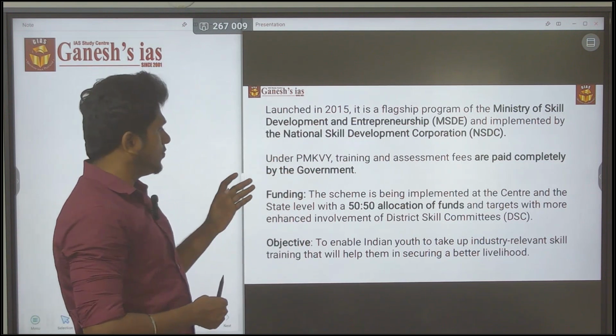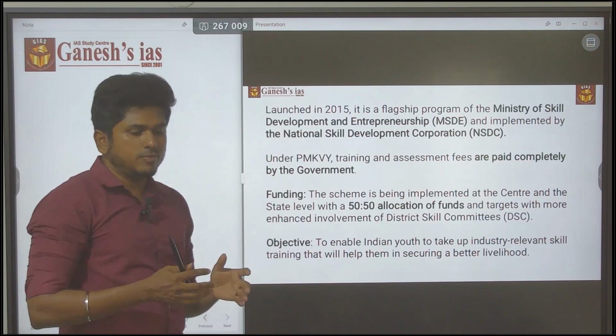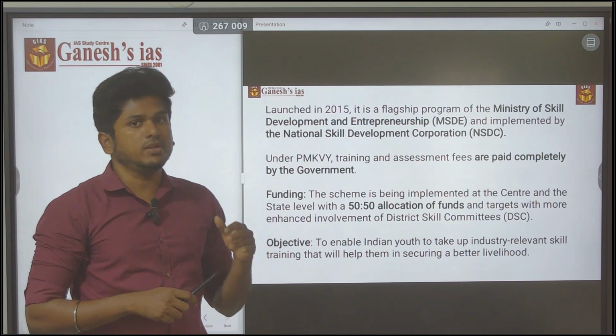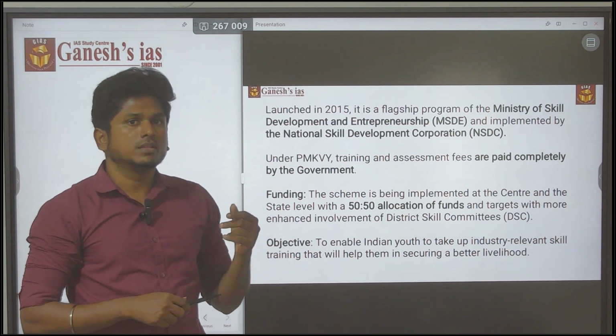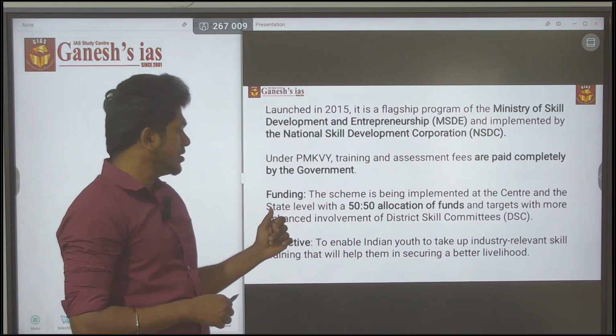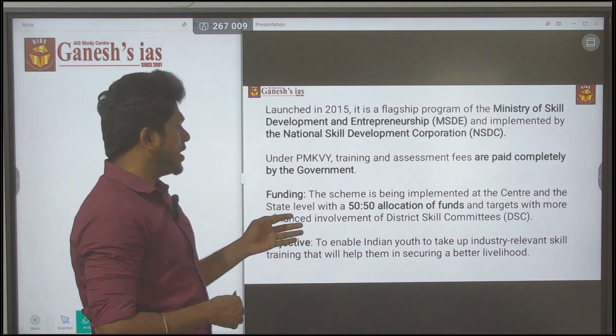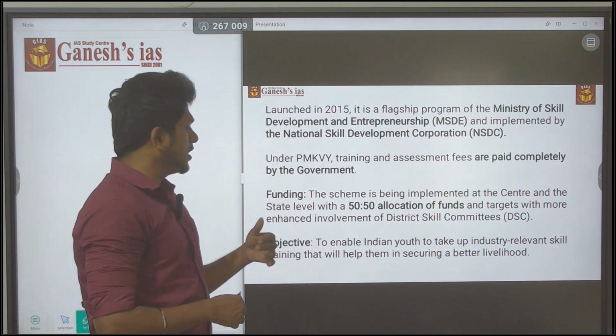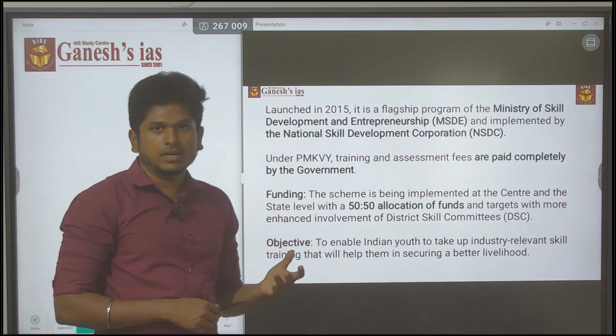The funding is actually shared between the state government and the central government as 50-50. This may be a question in the upcoming prelims. The funding will be 50-50. The objective is to enable Indian youth to take up industry-related skills training that will help them secure better livelihoods.